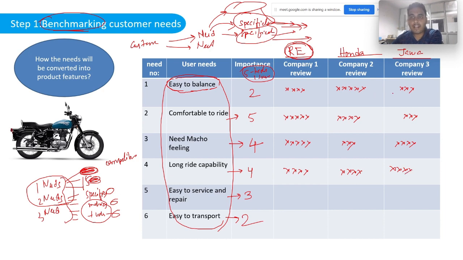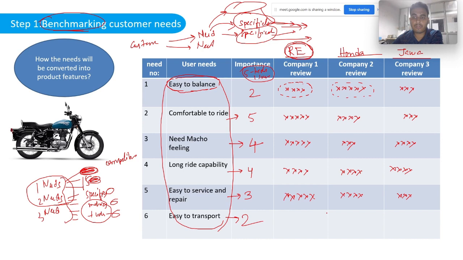This is similar to how in Amazon you get to know about customer feedback. However, in Amazon, since it's online, you get this information automatically. With a physical product, you get feedback from customers whenever they come to the service center, so that's how you gather this kind of information. Easy to service and repair, I think Honda will get 4 star. Royal Enfield will get, it has many more service centers in India, and Java will have the least service centers.